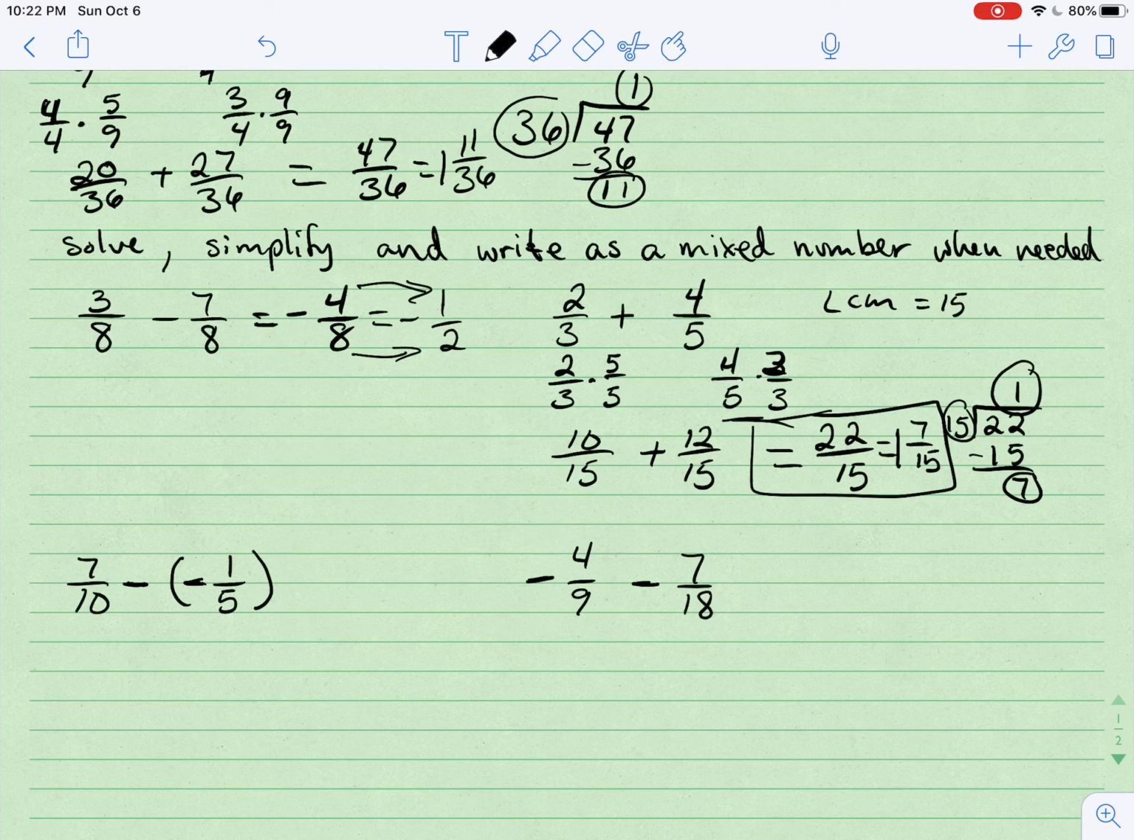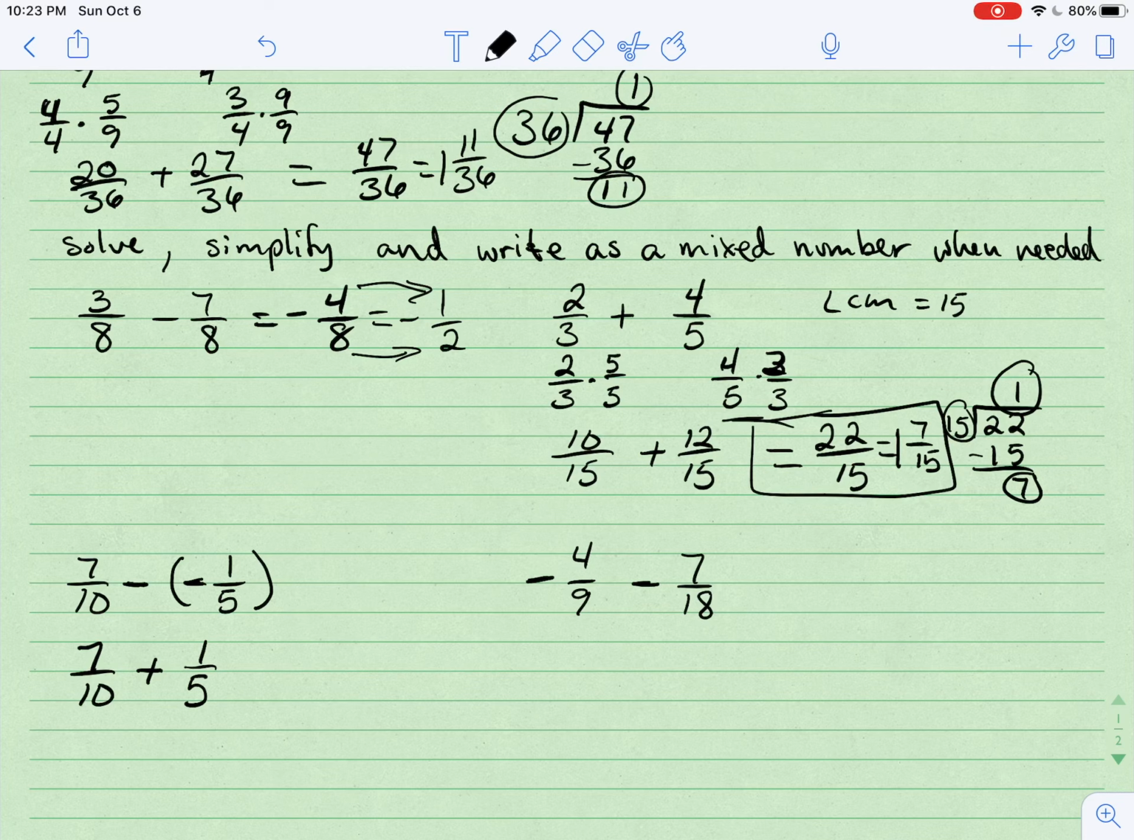Okay, so now let's look down here at 7/10 minus a negative 1/5. So once again, remember, we can rewrite this using the additive inverse. So we switch the minus to a plus, and then we take the additive inverse of negative 1/5. So we'll rewrite this as 7/10 plus the additive inverse of negative 1/5, which is just 1/5. Or to remember, if you're minusing a negative, it's the same as adding that positive number.